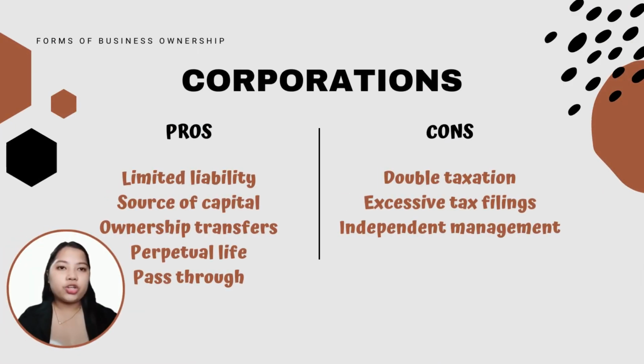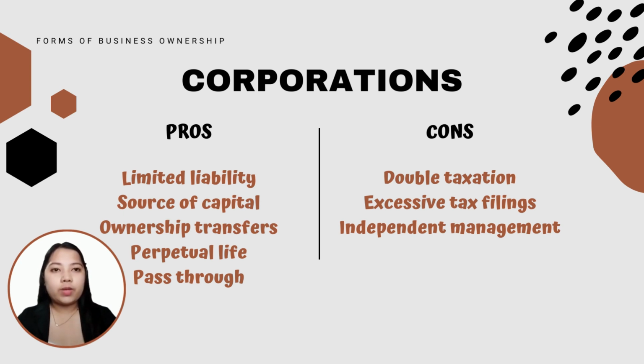So, under corporation, we have its pros or its advantages. First is the limited liability. The shareholders of a corporation are only liable up to the amount of their investments. The corporate entity shields them from any further liability, so their personal assets are protected. This is a particular advantage when a business routinely takes on large risks for which it could be held liable.